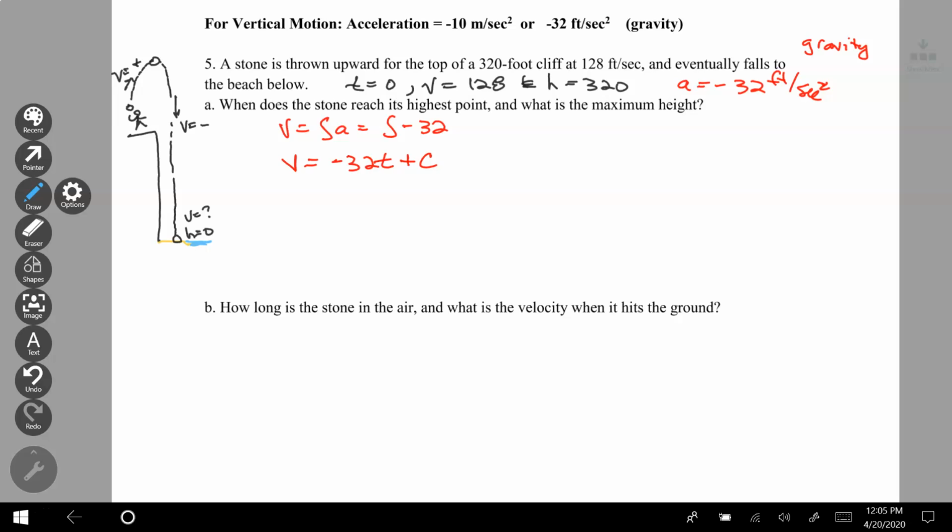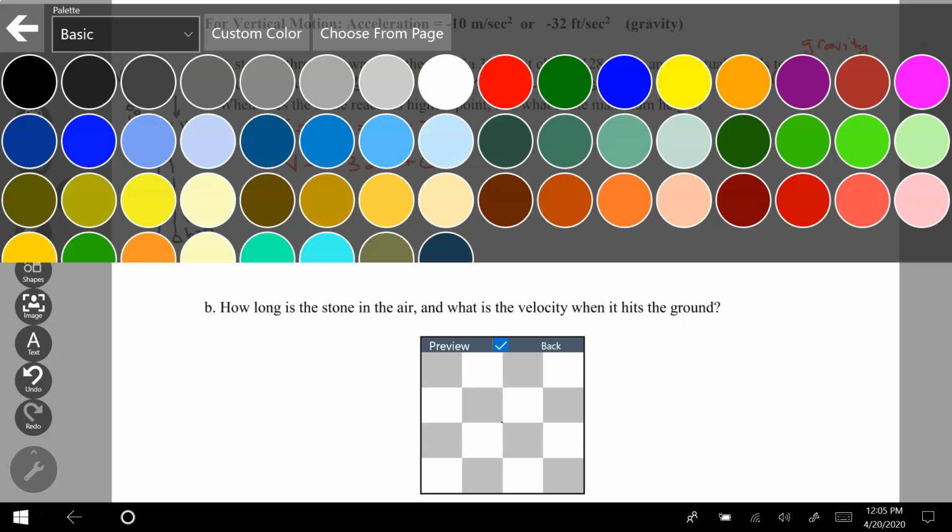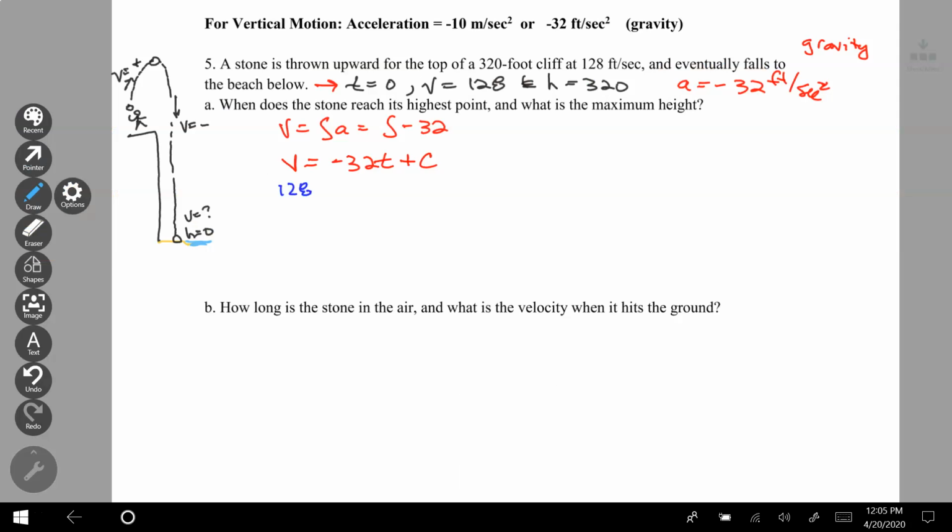Well, what do I know initially? I know initially when t equals 0, my velocity is 128. What's really nice about this is when I plug in, 128 is equal to negative 32 times 0 plus c. My c is just 128. So my velocity equation is equal to negative 32t plus 128. I want to know when does the stone reach its max height and what is the maximum height. So whenever at the max, your velocity is equal to 0, so I make this equal to 0.